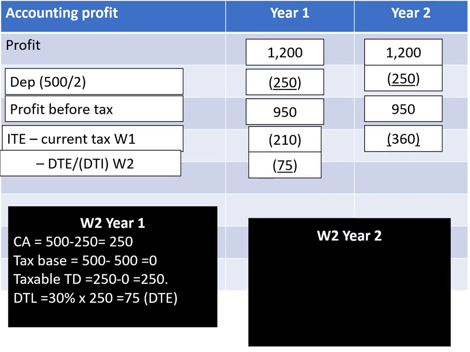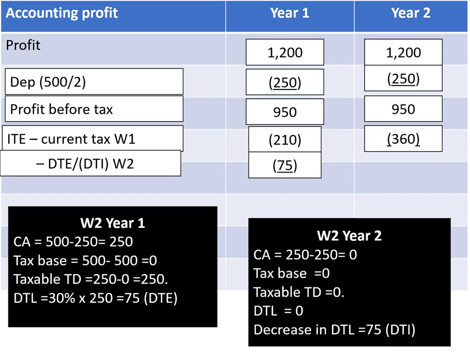In year 2, what are we saying in year 2? At the end of year 2, we have fully written off the asset. Therefore, we have a carrying amount of 0. Tax base is still 0. Therefore, our deferred tax liability should be 0. That means then we need to pass a journal in the opposite direction, which is to debit the deferred tax liability and credit the income statement. That ends up being 75 in the opposite direction.